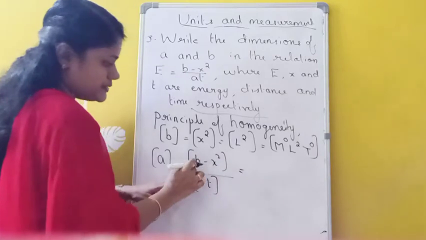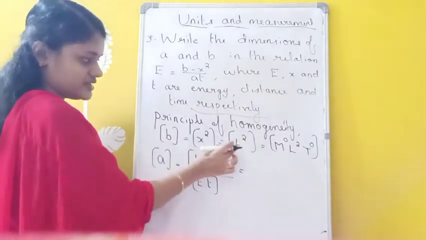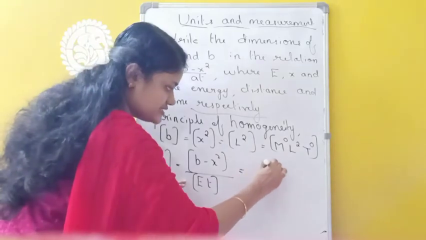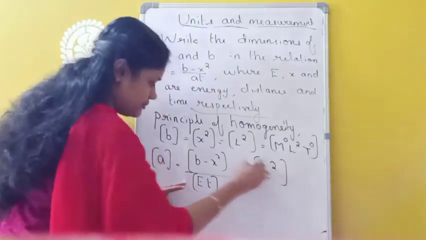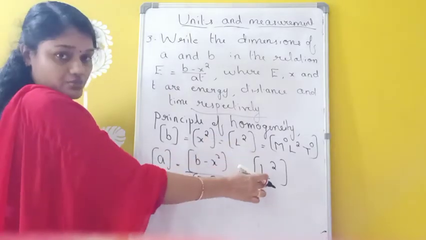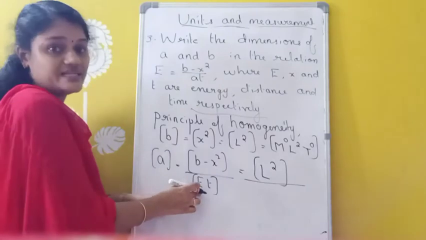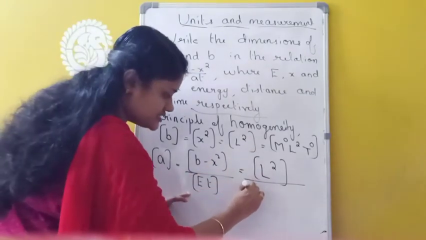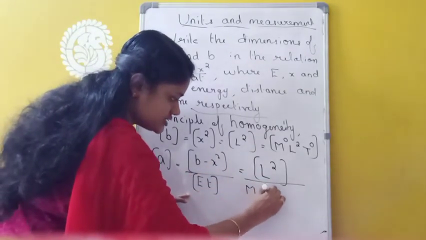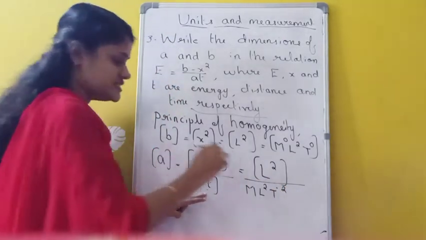That means b and x square both are distance only. So what is the dimension of b as well as x square? L square. So we can write here as L square. Okay. So dimension of b as well as dimension of x square both are same only. How much is that one? L square divided by, so here E means energy. So energy dimension is M L square T raised to minus 2 into what is the dimension of time t?